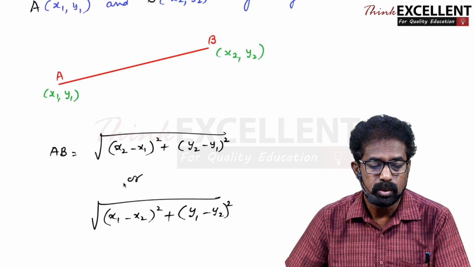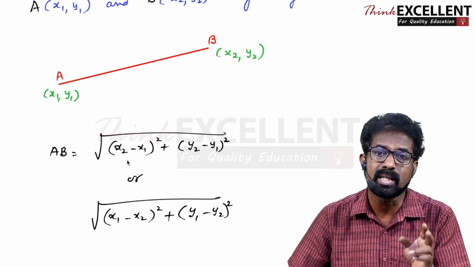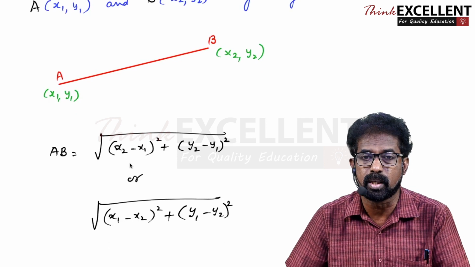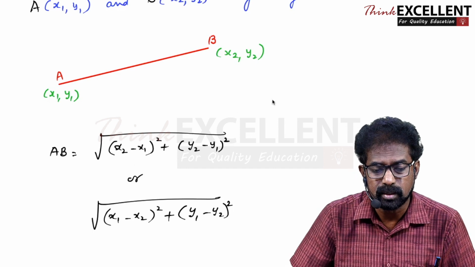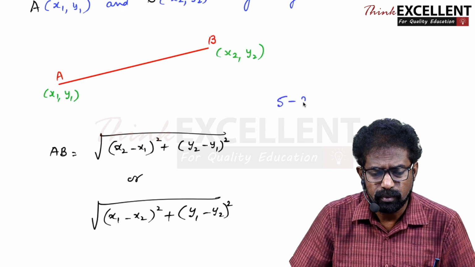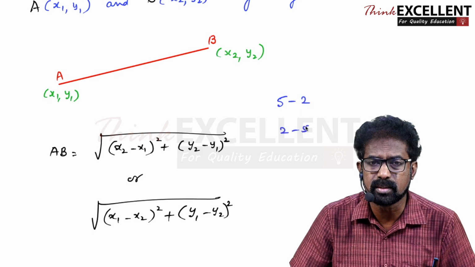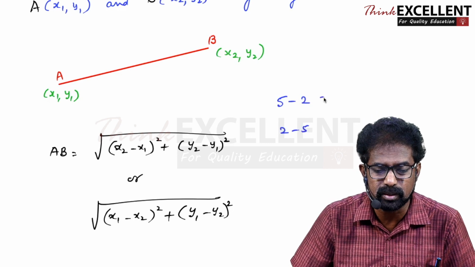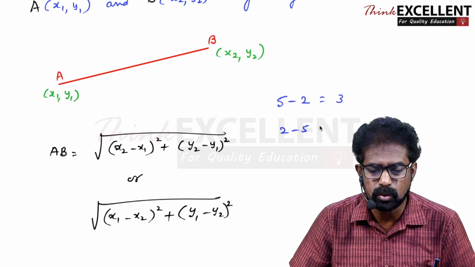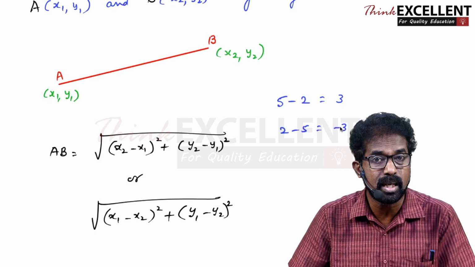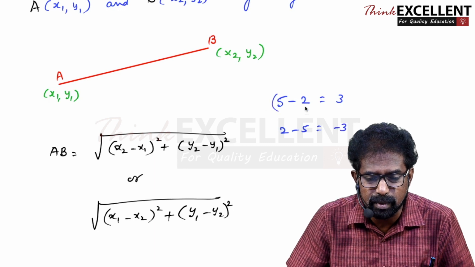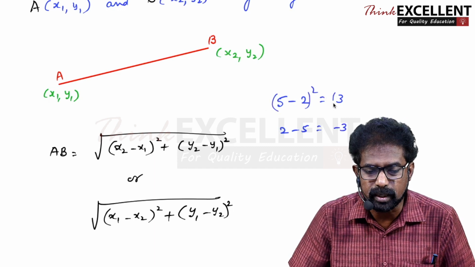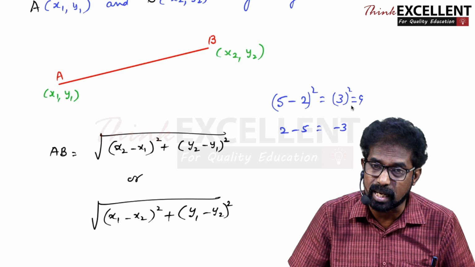Or you can reverse the order also. Instead of writing x2 minus x1 the whole square, you can write even x1 minus x2 the whole square. No change. But listen, 5 minus 2 and 2 minus 5 are not the same, because 5 minus 2 is 3 and 2 minus 5 is minus 3. But when you square it, 5 minus 2 squared gives you 3 square, which is 9.